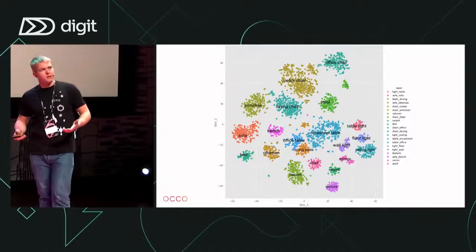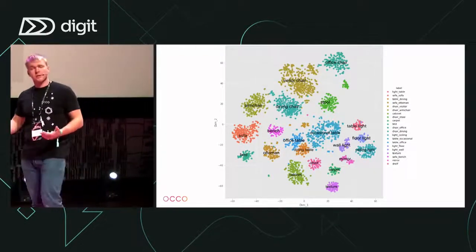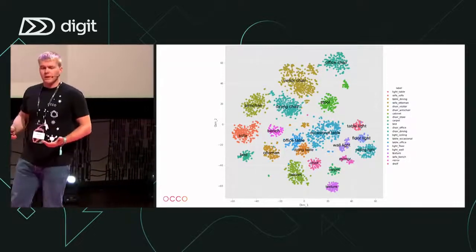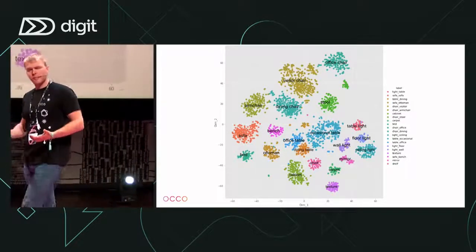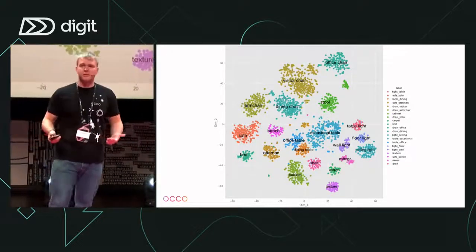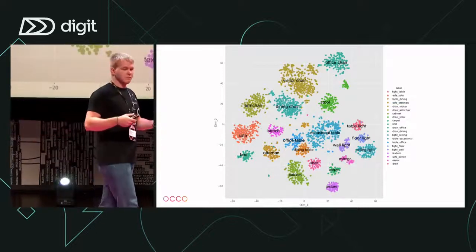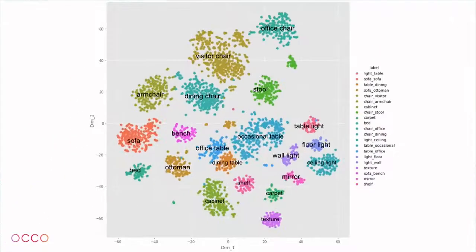But at OCCO, we took a part of our database, 60,000 products, and we turned them all into embeddings. So this is what you see. Similar things cluster nicely together in specific clusters. And what you actually also see is that things that are not exactly the same category, but kind of similar, like for example dining chair and the office chair, also have their clusters placed together.